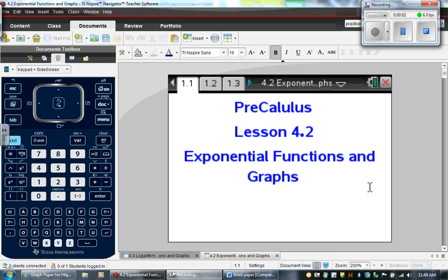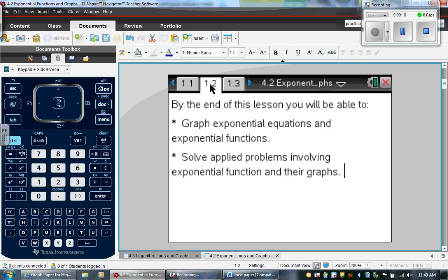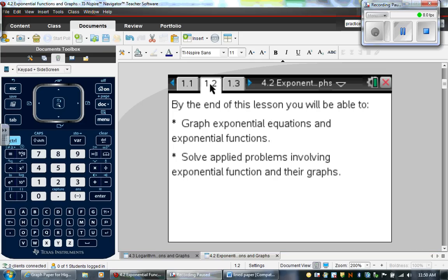This is lesson 4.2 for Mrs. Cucci's College Now Precalculus. Today we're going to be talking about exponential functions and their graphs. By the end of this lesson, you will be able to graph exponential equations and exponential functions, and you'll be able to solve applied problems involving exponential functions and their graphs.